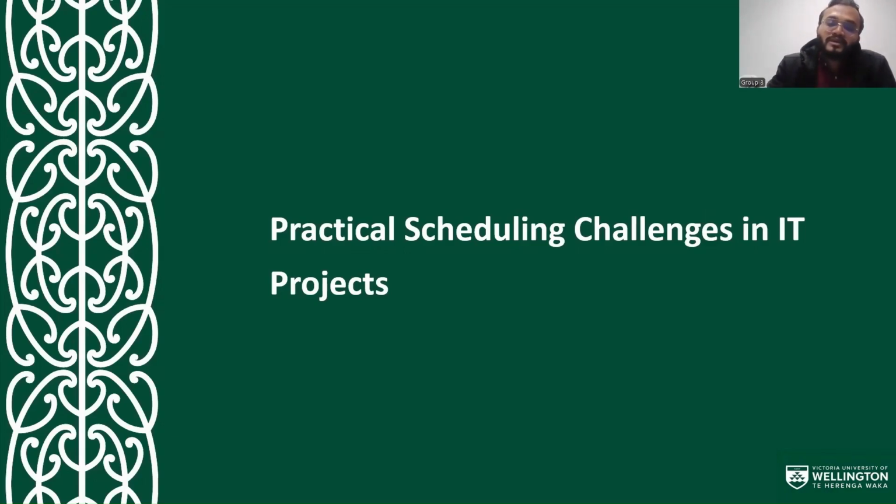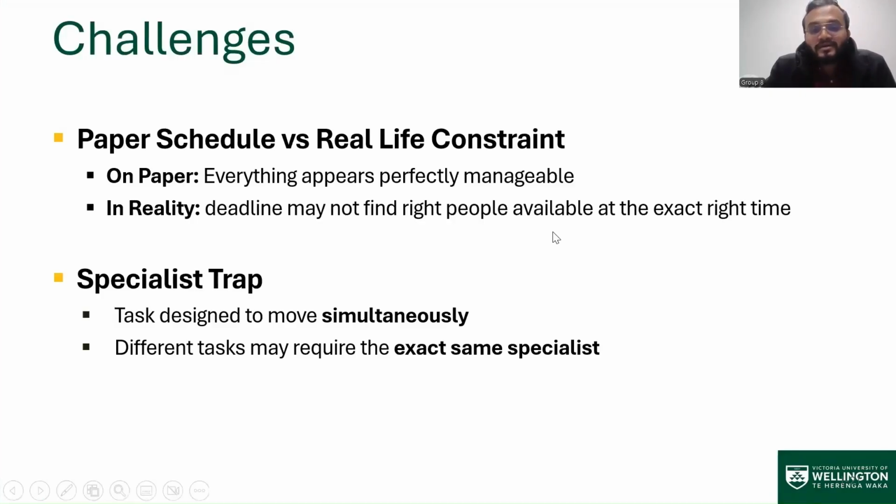Now I will talk about project scheduling challenges and resource constraints in IT projects. Whenever we are looking at a schedule on paper, it seems very feasible. But in real life, when dealing with IT projects, we have to deal with different kinds of constraints. You may have a plan and a decided deadline, but in reality, you may not have the right people at the right time.